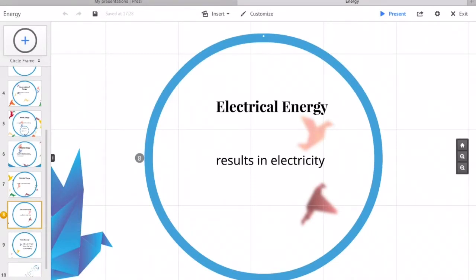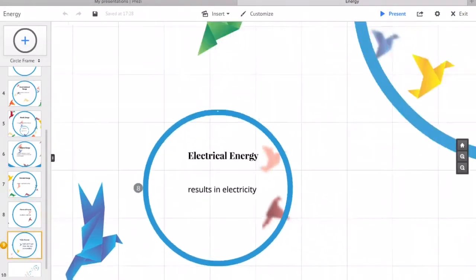Electrical energy is the movement of a charged particle through a wire resulting in current or electricity. So not surprisingly, electrical energy and electricity are connected.